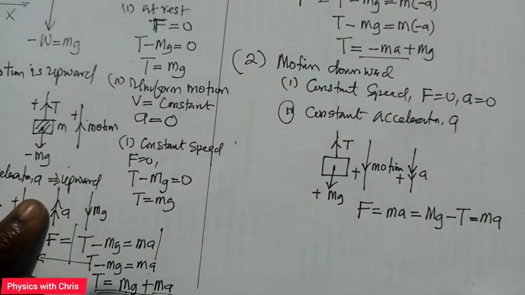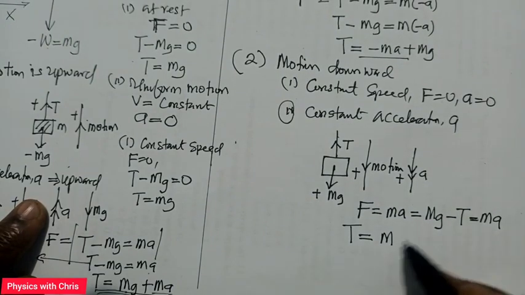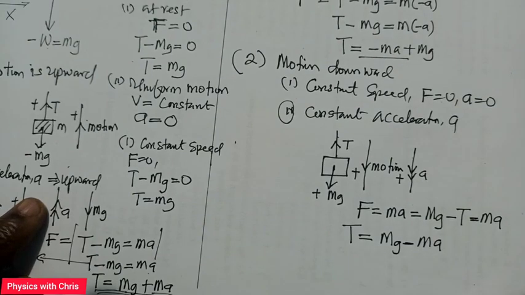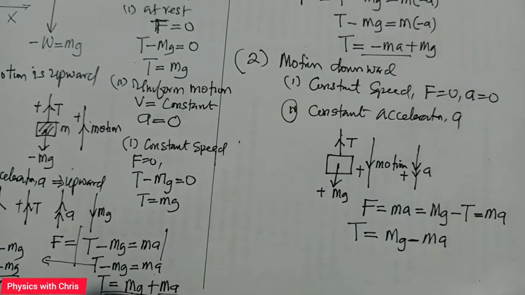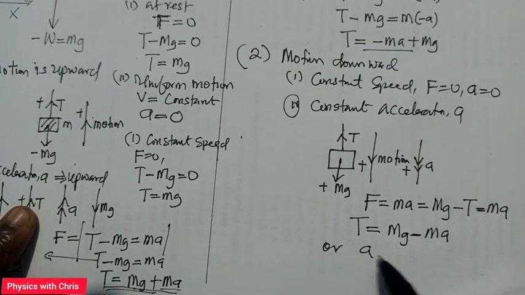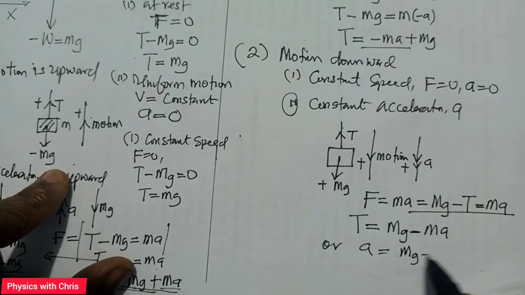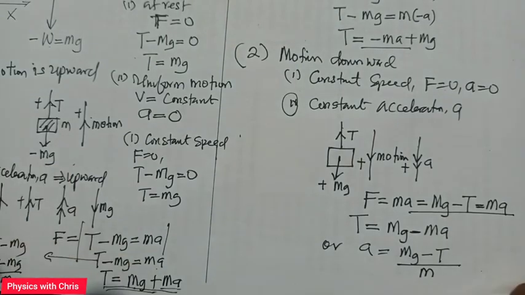So if I'm asked to find the tension in the string, in this case, the tension in the string is going to be the difference. That is, if I bring it this way, it will be mg minus ma. That gives the tension in the string when the body moves down with a constant acceleration. And if I'm asked to find the acceleration, of course, the acceleration is found from this same equation by taking the difference between the weight and the tension, divided by the mass of the body.